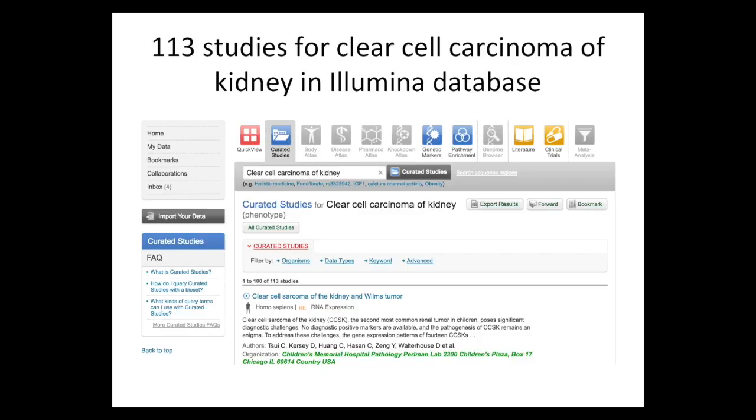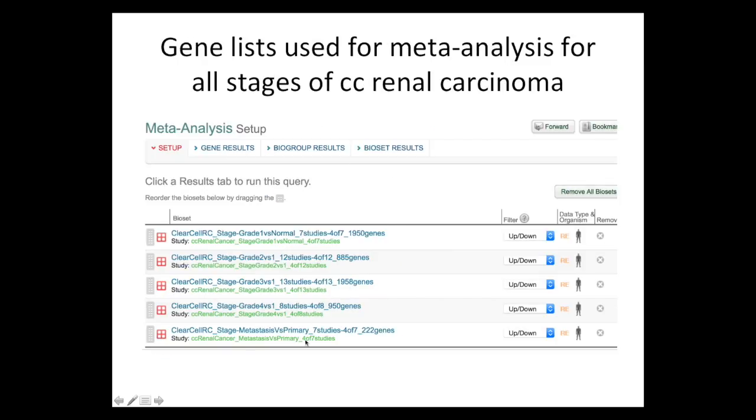So what I wanted to do was, in these 113, I looked for studies that had comparisons of the different stages of the cancer. So when I did that, I compared, say, grade 1 to normal tissue, grade 2 to grade 1, grade 3 to grade 1, grade 4 to grade 1, and then I had a list of just studies where they looked at metastasis versus the primary tumor. And again, in this particular one, say grade 1 versus normal, I found 7 studies looking at that, and basically what I did was I only took those genes that were differentially expressed in 4 out of those 7. And you can do that for all these.